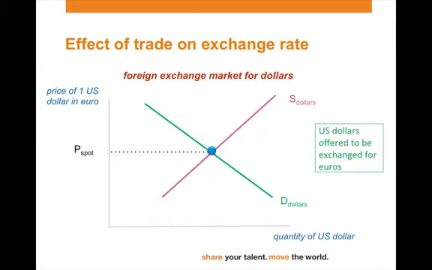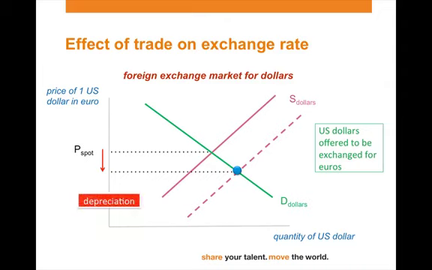So how does that work out on our foreign exchange market diagram? US dollars will be offered to be exchanged for euros. Please note that we are here looking at the dollar market. The supply of dollars will increase and lead to a fall in the price of the US dollar to the euro. This is what we call depreciation of a currency.